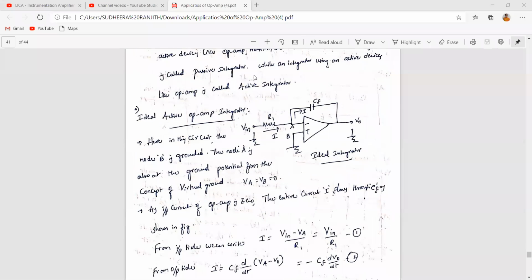The difference ఏంటి? Simple difference between the inverting amplifier and this, in the place of RF you are replacing CF. In the place of RF you are replacing CF. That's the only small difference between an inverting amplifier and an ideal integrator. Is it clear, all of you, the difference?